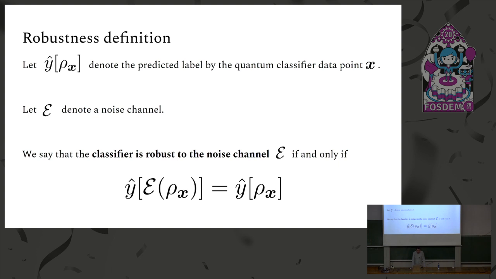So this is interesting for several reasons. It's related to the idea of fixed points of quantum channels, but it's a generalization of that. If you have a fixed point, it's definitely a robust point, but a robust point is definitely not a fixed point.